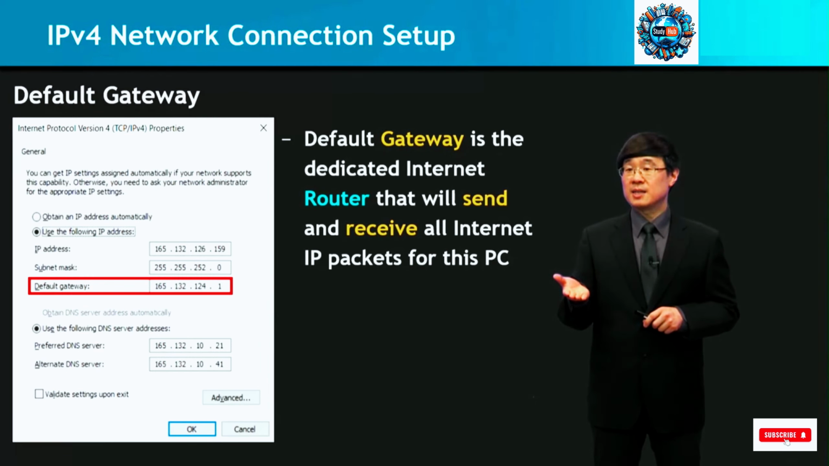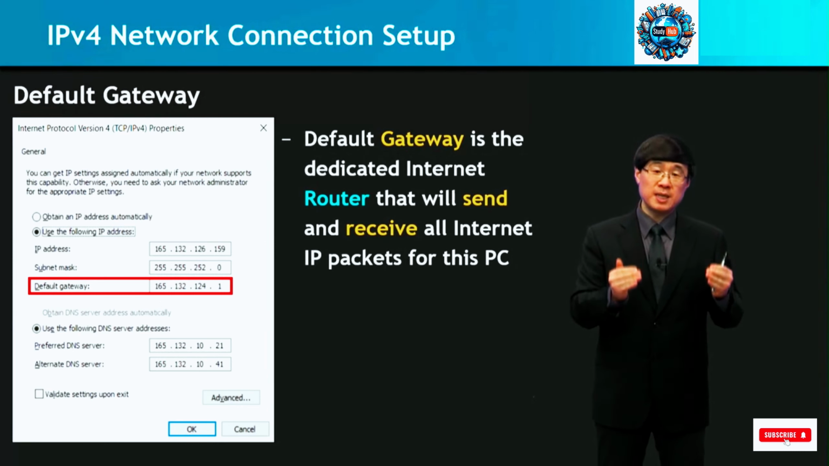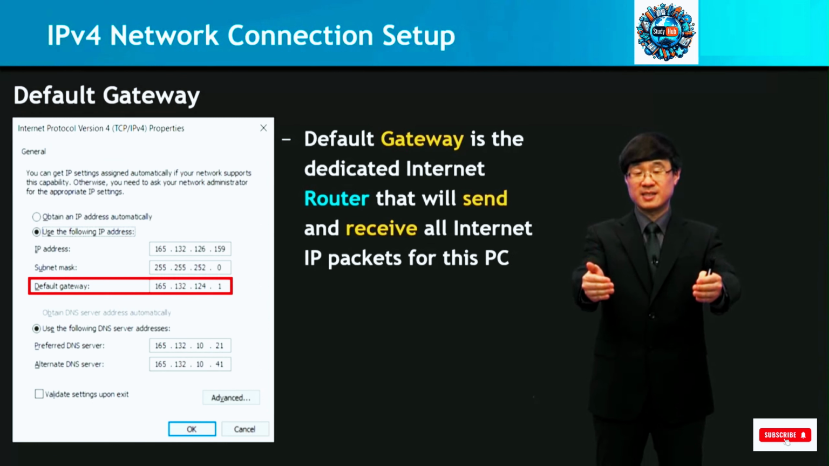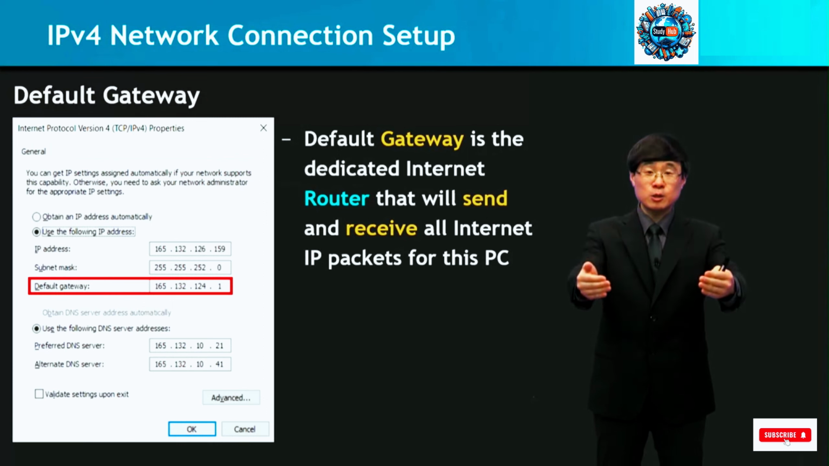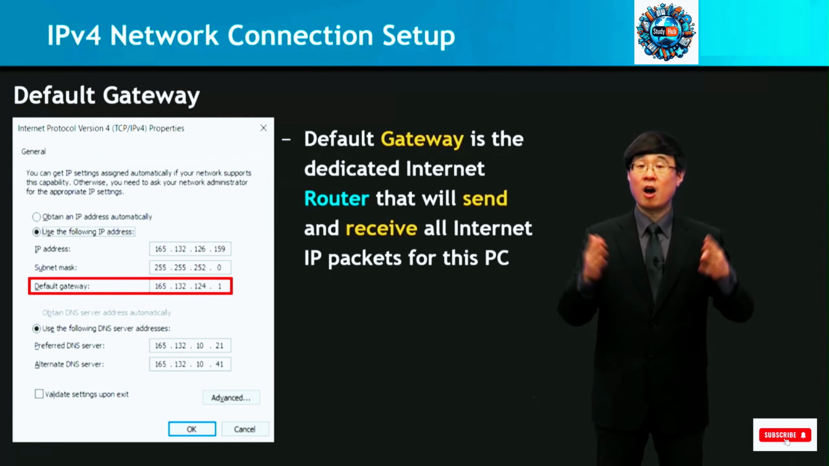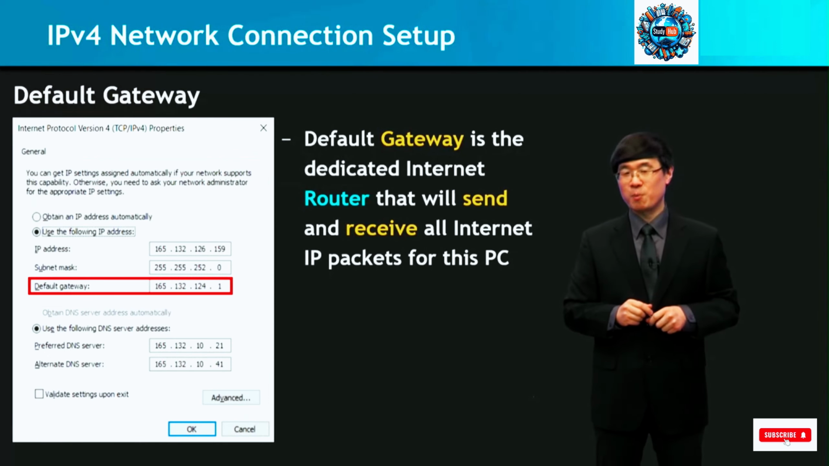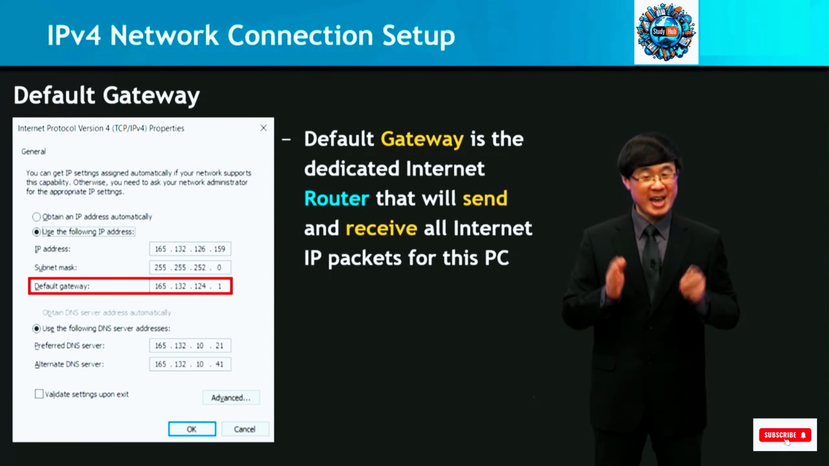The default gateway is the dedicated internet router that will send and receive all internet packets for this PC. So basically, if you know how your PC is set up, in addition, if you know how your default gateway is set up, basically your connection to the internet is exclusively explained through this. So therefore, knowing this makes you very powerful when it comes down to your TCP/IP knowledge. So that's the focus of this chapter, and we'll get deeper into it.